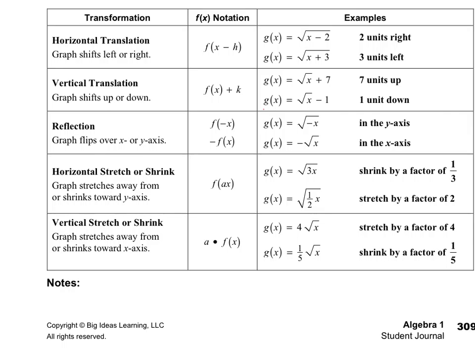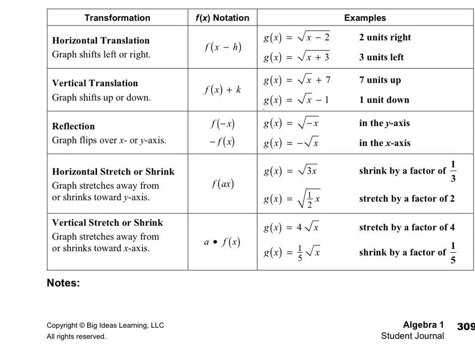Vertical translation. If we multiply inside by 3, that's going to be a horizontal shrink by the reciprocal, 1/3. Remember, everything that goes on inside is opposite. Left and right is opposite. Shrinking and stretching is opposite from what we would expect. If you put 1/2 in here, it stretches horizontally. This is a horizontal stretch away from the y-axis.